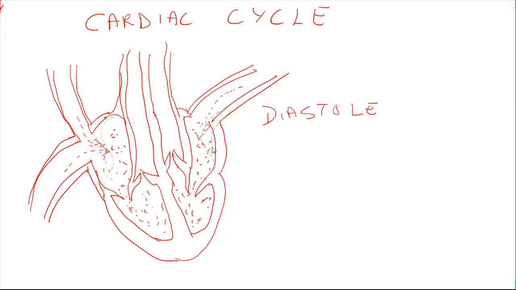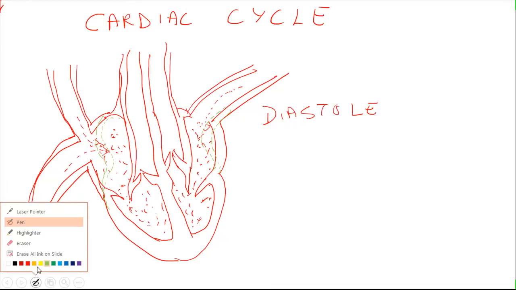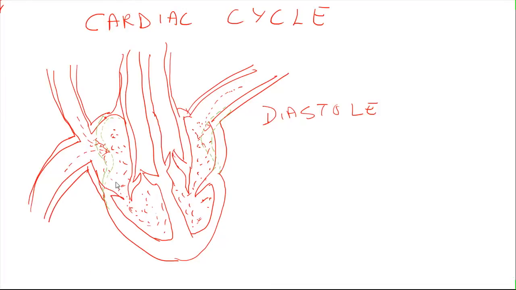Okay? Atria contracts. As the atria contracts, the blood is now forced downwards into the ventricles. So now the ventricles are completely filled up with blood, and this time they need to be prevented from going all the way back into the atria.